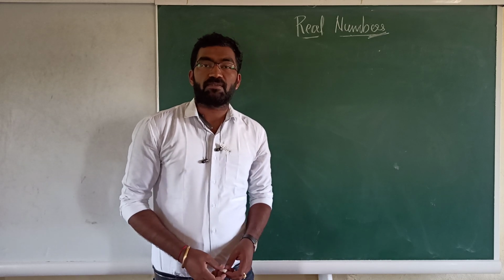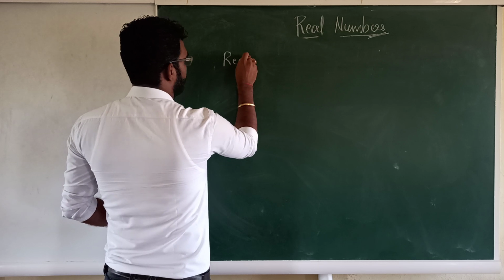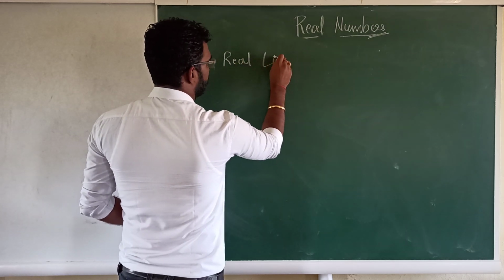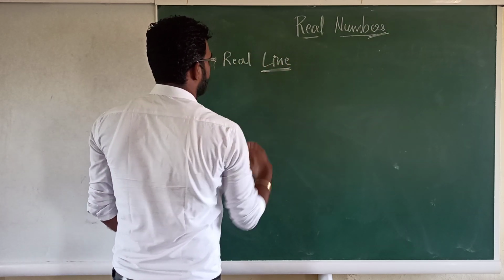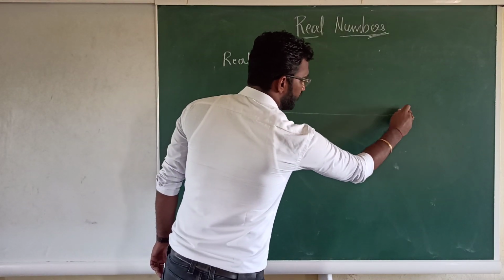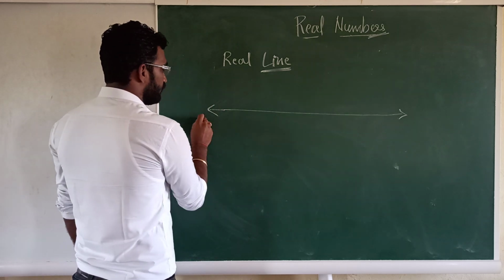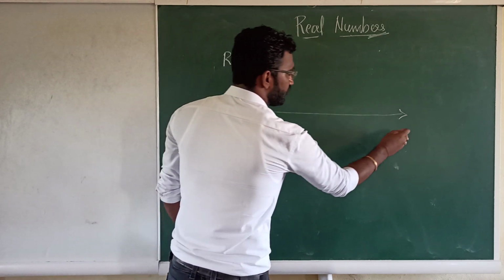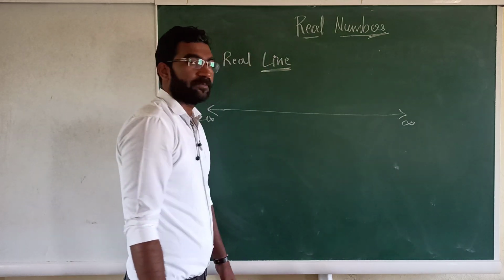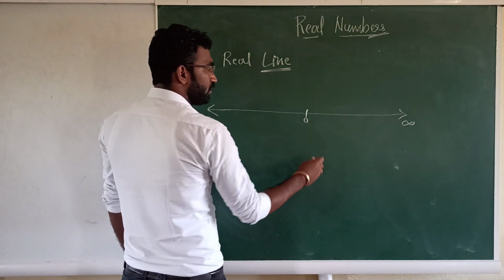Okay, next concept we are going to study is a real line. You have been seeing this from almost the 8th standard; this line is called a real line, which includes the numbers from minus infinity to plus infinity, right? Here in the middle you can see 0. We are going to denote it like that.